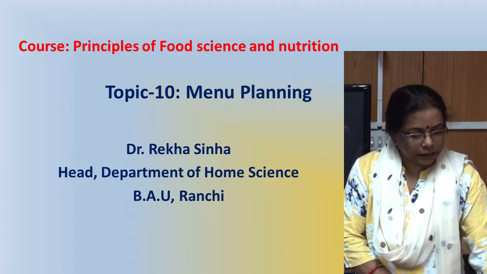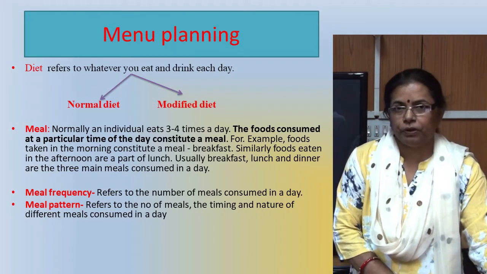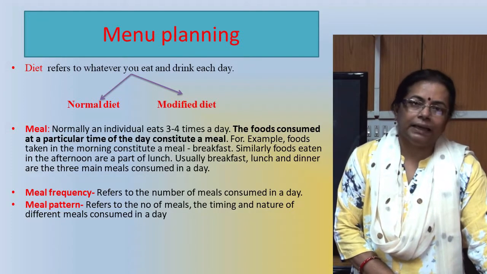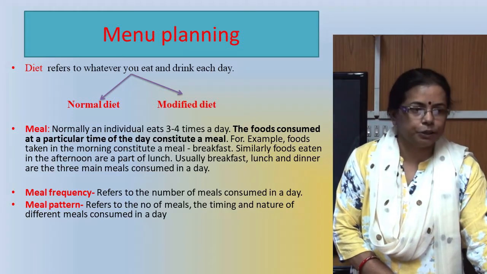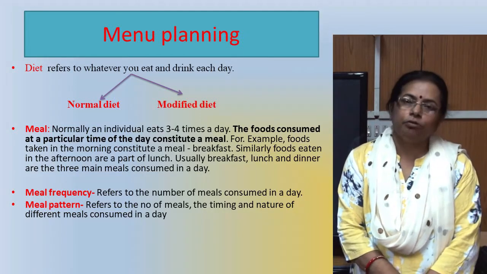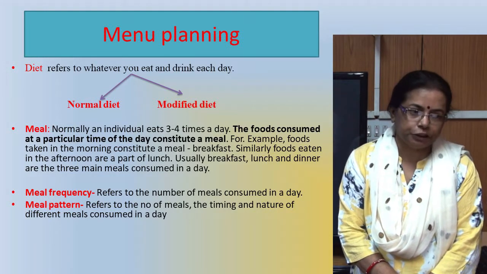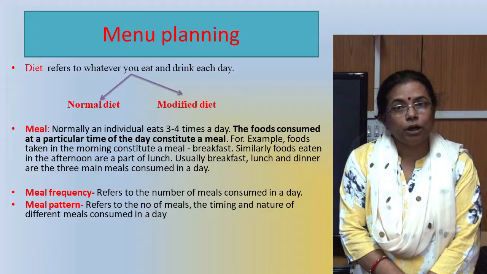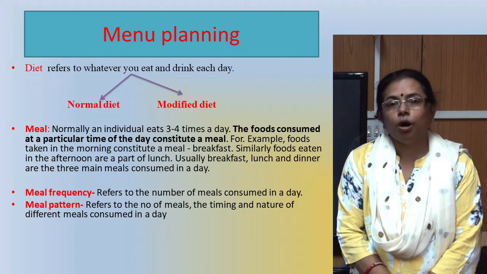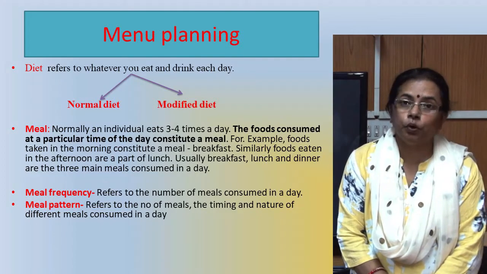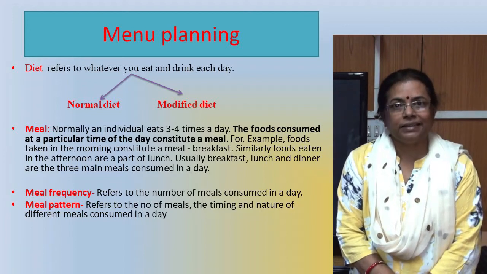There are certain terms and concepts which are often used while menu planning, and a clear understanding of these terms and concepts is essential for efficient menu planning. First, what is diet? Diet refers to whatever we eat and drink each day. It may be a normal diet or a modified diet. Normal diet is what we eat at home or in groups, as you do in your hostel. Normal diet does not include any dietary restriction.